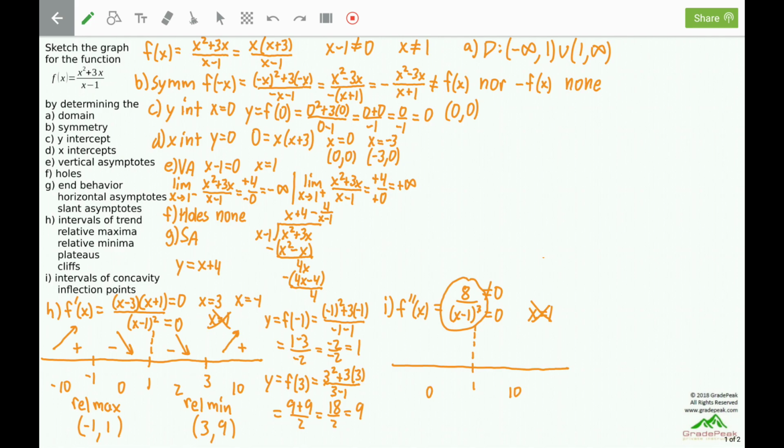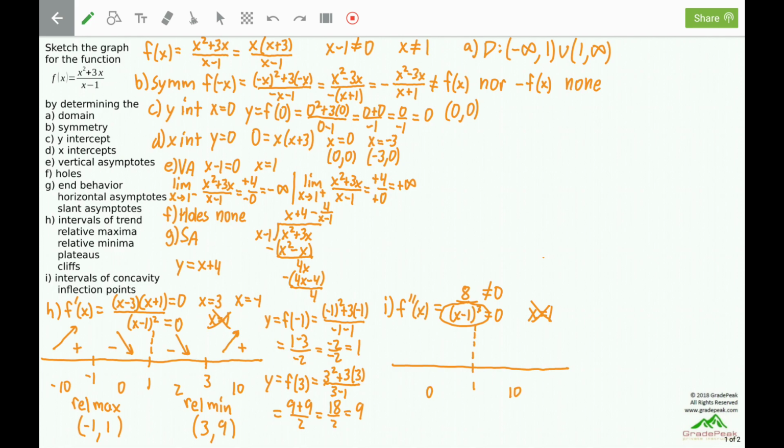The denominator is raised to an odd power here, so it can be positive or negative. But the numerator is positive and will not affect whether the second derivative is positive or negative. Only the denominator matters here.